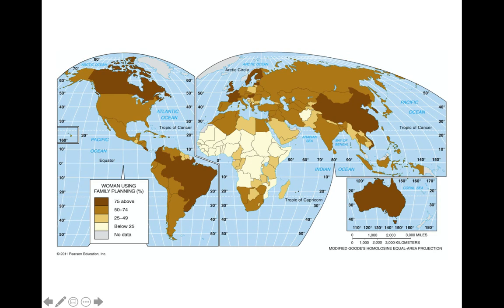If you notice, a large part of Africa has a very low percentage of women using family planning or women that have access to birth control. Because of that, the crude birth rates in Africa are going to be higher. Women are likely to have more children.